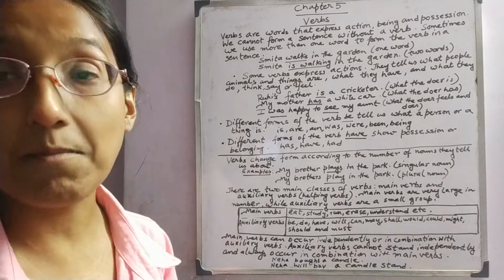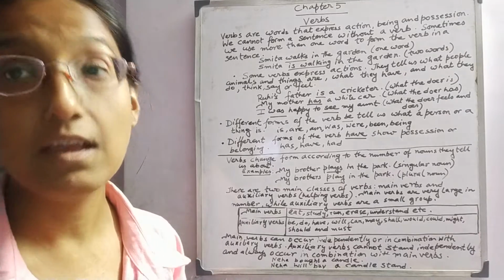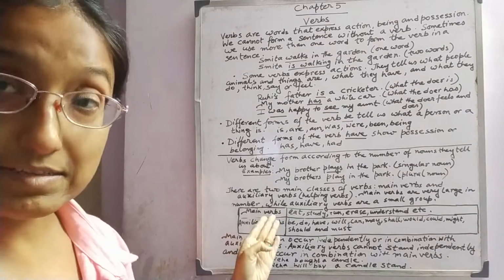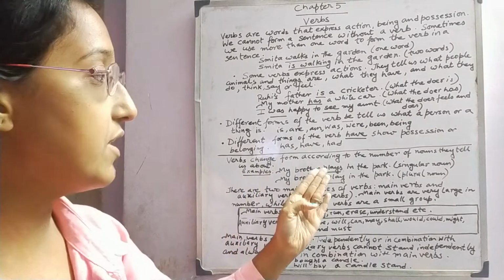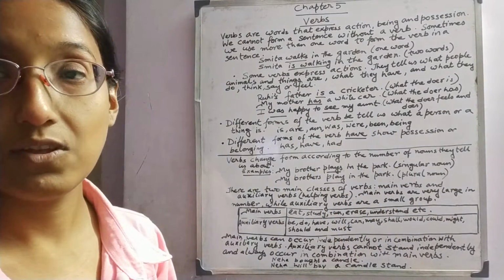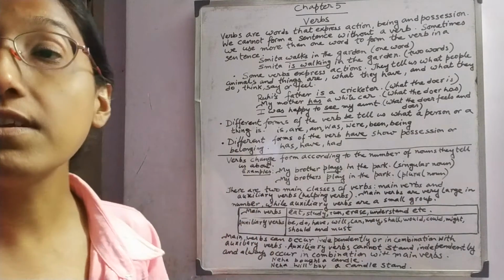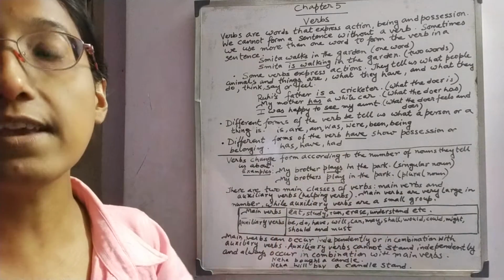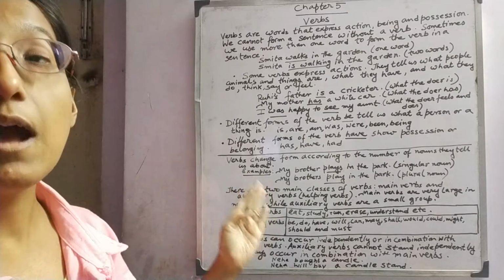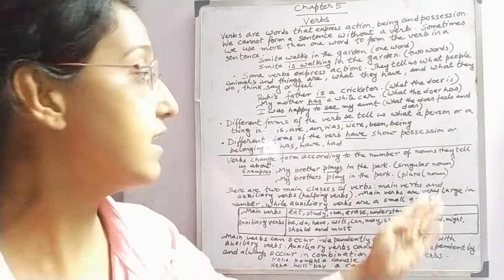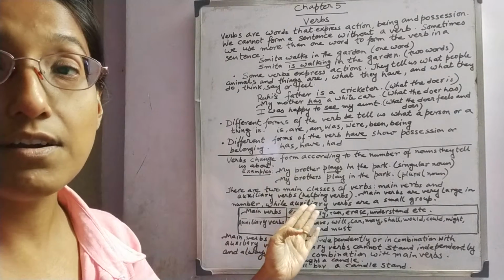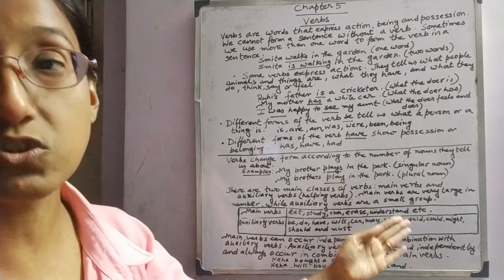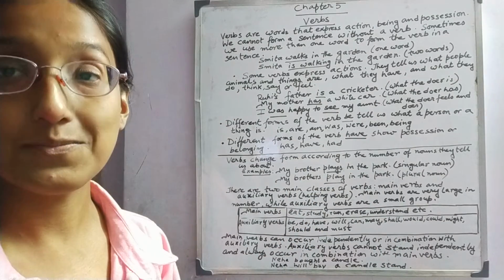So according to the number of nouns in a sentence, the verb changes. So let's look at the examples. My brother plays in the park. So my brother is a singular noun. So the verb is also singular, that is plays. In the next example, my brothers play in the park. Here the noun is plural, my brothers. So the verb is also plural, that is play.